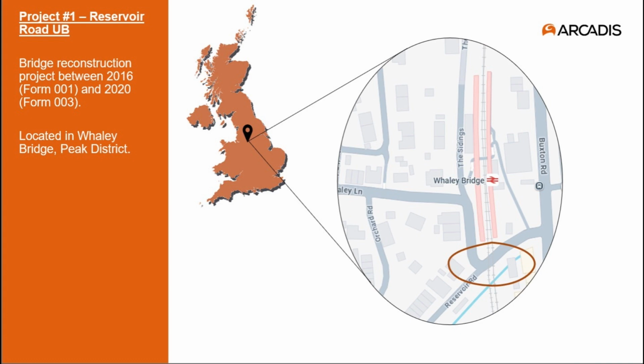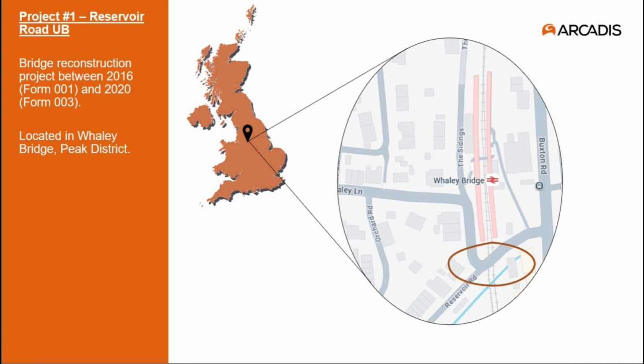So the first project in today's presentation is a structure called Reservoir Road Underbridge. This is a bridge reconstruction project that we ran starting in 2016 and then came back to finish the detailed design stage of in 2020. The bridge is located in Whaley Bridge in the Peak District, and it sits on the branch line from Buxton into Manchester. Now, there are a couple of key constraints to the site to make the project more challenging.